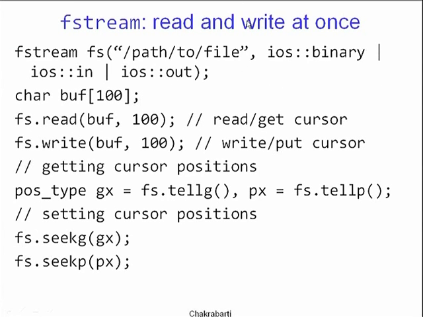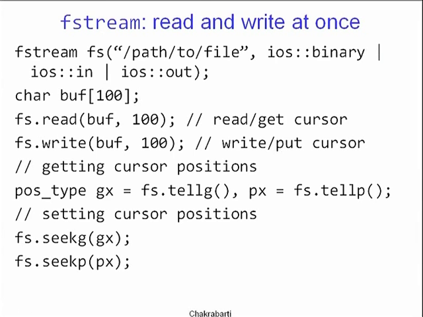So fstreams can read and write a file at the same time. And we'll use this to dump our data in low-level binary format. So fstreams are opened as follows. fstream fs, pass the file like before. You pass it these flags. You say open it in binary mode and let me do both in and out on that file. So I should be able to both read and write. So what are these vertical bars? Those are the bitwise OR operators.